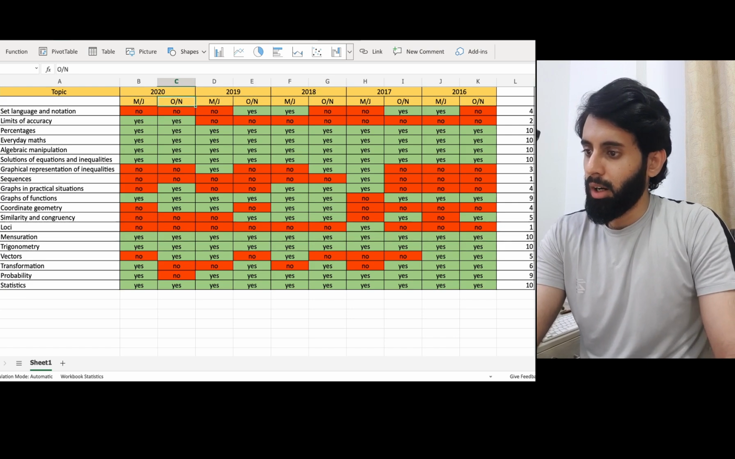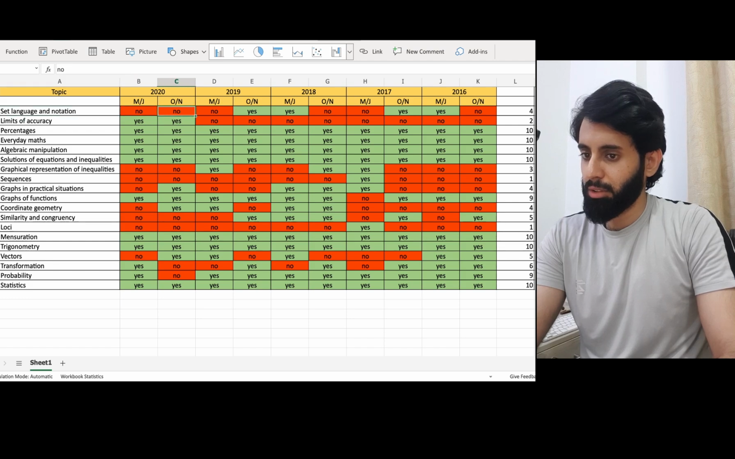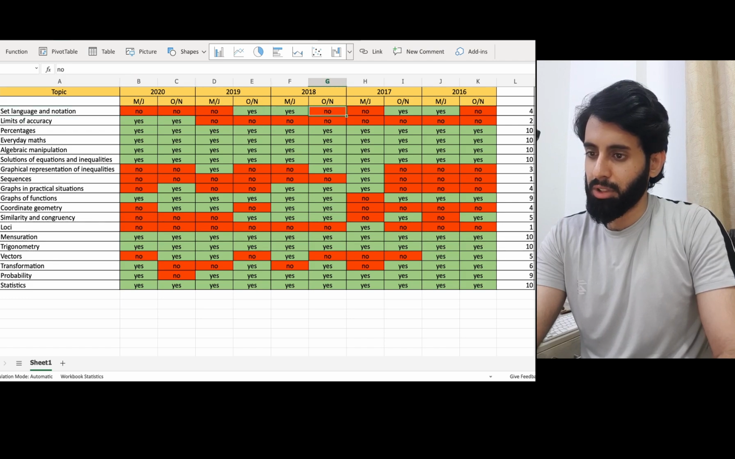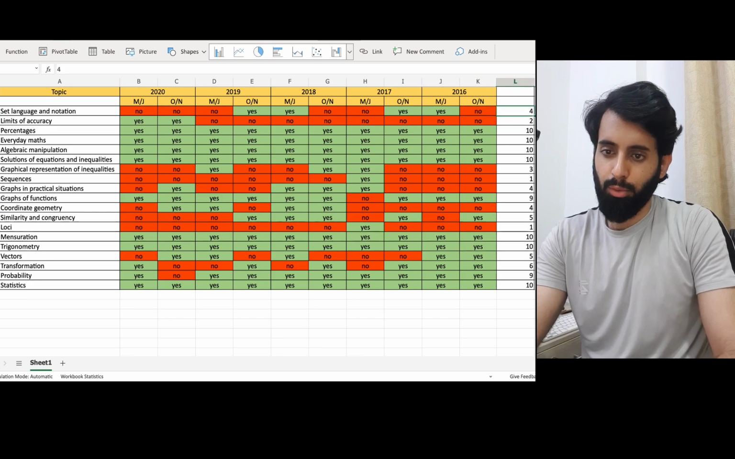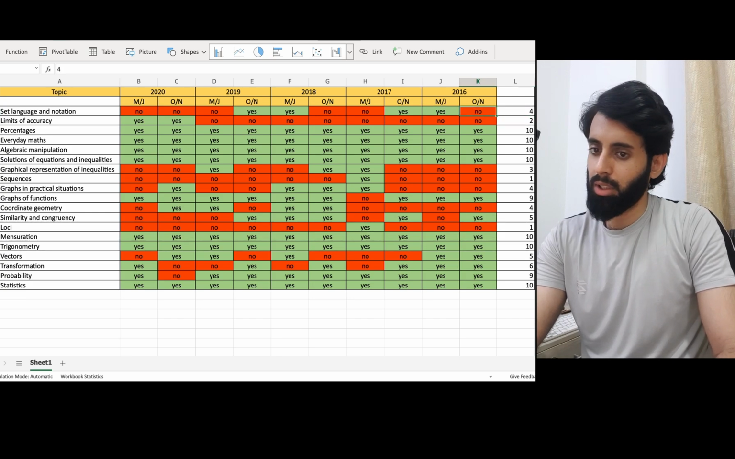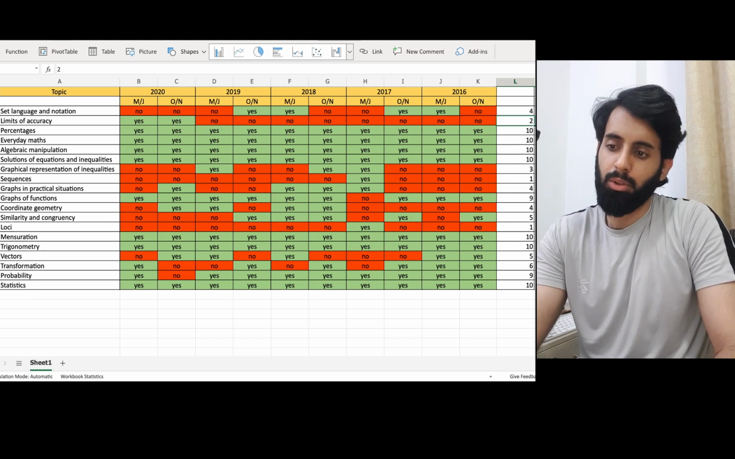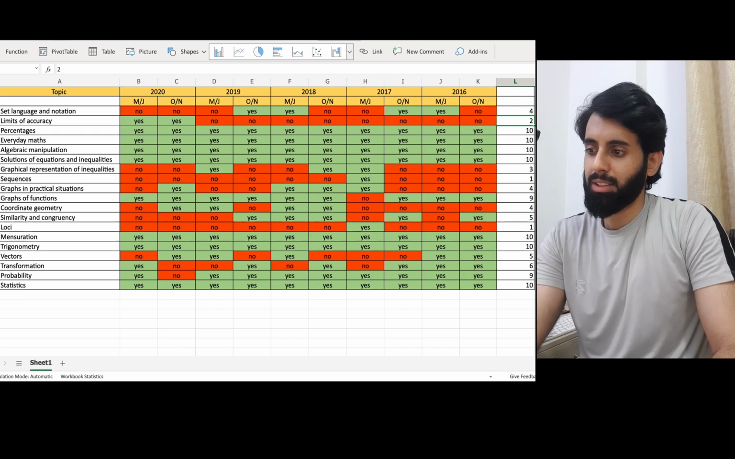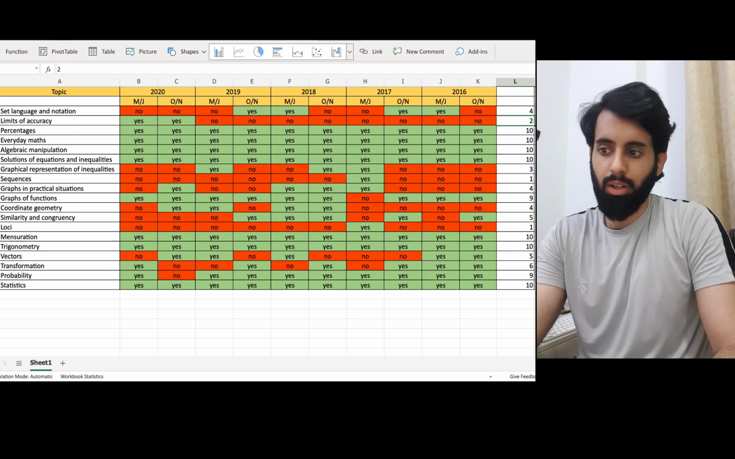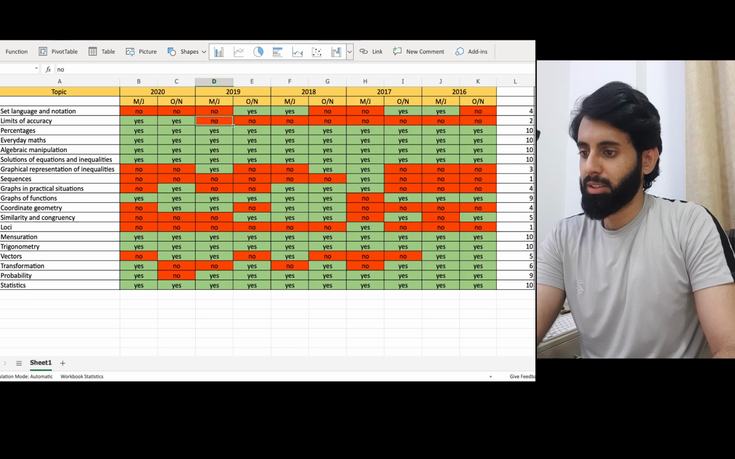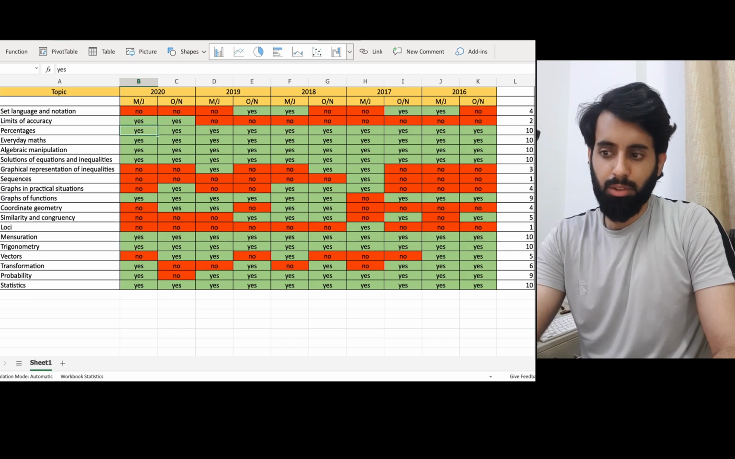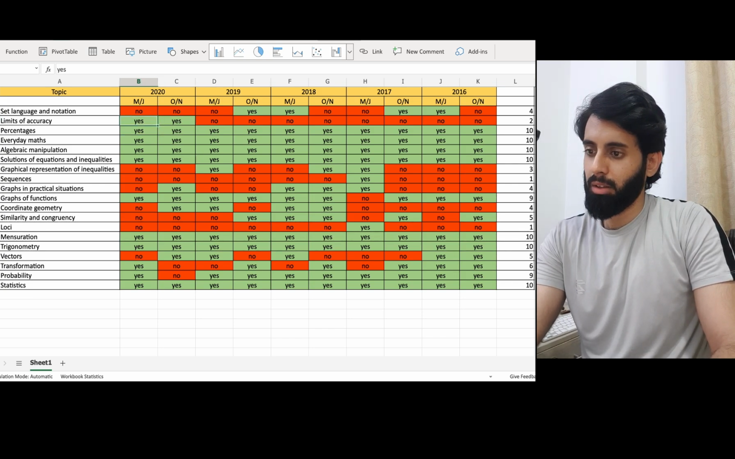So we start off with set language and notation. You can see that out of 10, it has only appeared in 4 papers. With the help of this, you can plan your revision accordingly, and that's what this is entirely for. Then you have limits of accuracy, which out of 10 came in 2 papers. It came in the October-November and May-June sessions of 2020.